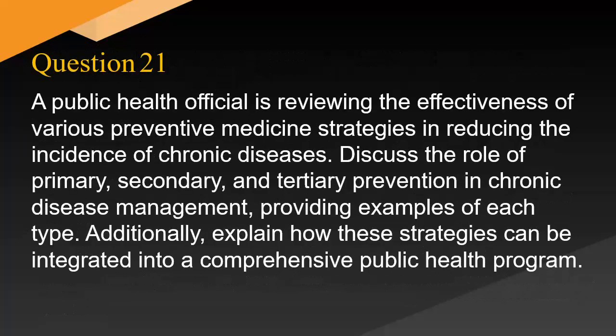A public health official is reviewing the effectiveness of various preventive medicine strategies in reducing the incidence of chronic diseases. Discuss the role of primary, secondary, and tertiary prevention in chronic disease management, providing examples of each type. Additionally, explain how these strategies can be integrated into a comprehensive public health program.